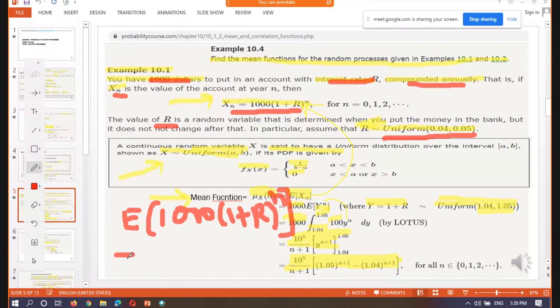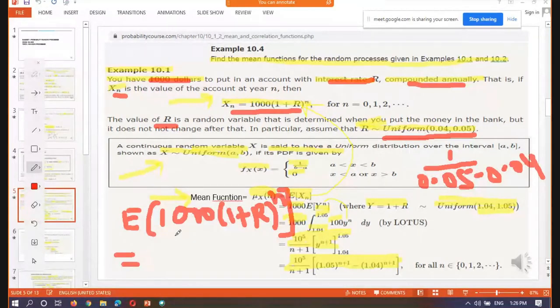Or you can directly, if you don't want to follow this one, you can directly write, because you know that r is a uniform. So its density function is like 1 upon 0.05 minus 0.04. That means 100, because in the denominator we are getting 0.01. And it's a continuous type also.